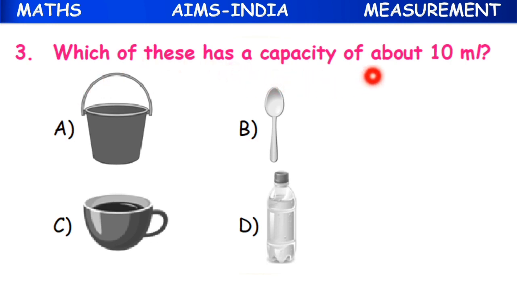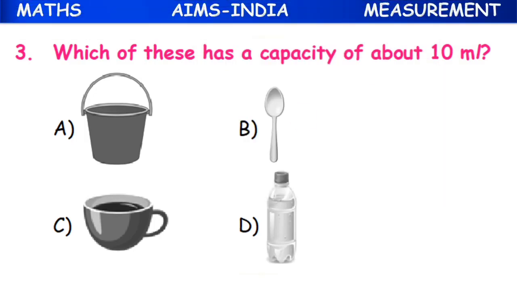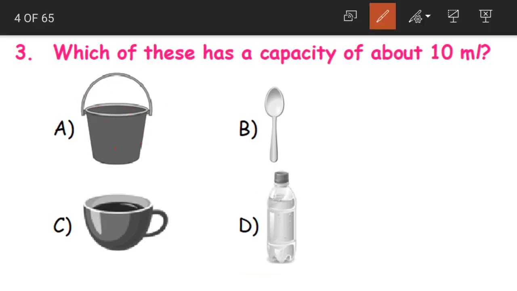Which of these has a capacity of about 10 ml? What is this capacity? When we are talking about capacity, we are talking about how much quantity of liquid can a container hold. Capacity means how much quantity of liquid, or anything, children, can a container hold. Now in the given options, what do we have? We have a bucket, we have a spoon, we have a cup and also we have a water bottle. Now from these, which has the full capacity of 10 ml?